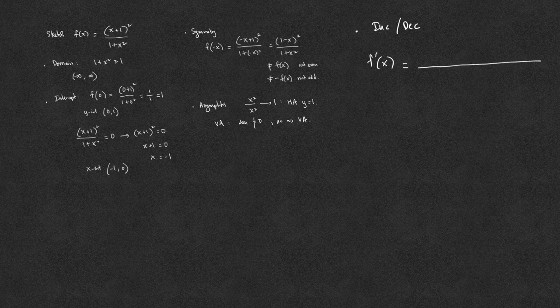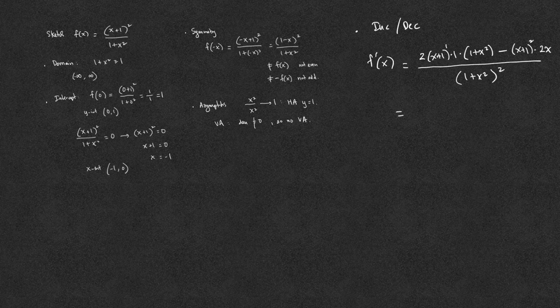We square the denominator, 1 plus x squared, and in the numerator, it is u prime, which is 2 times x plus 1 to the power 1 times the derivative of the inside function, 1, times v. v is the denominator, 1 plus x squared, minus u, x plus 1 squared, times v prime, which is the derivative of the denominator, 2x. The derivative of 1 plus x squared is 2x.